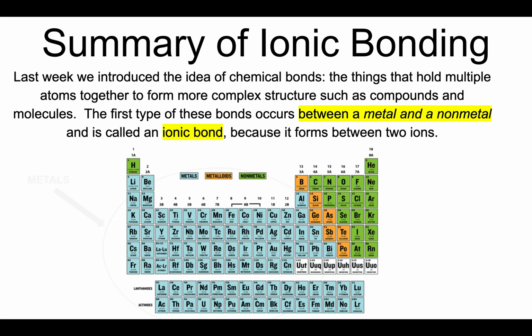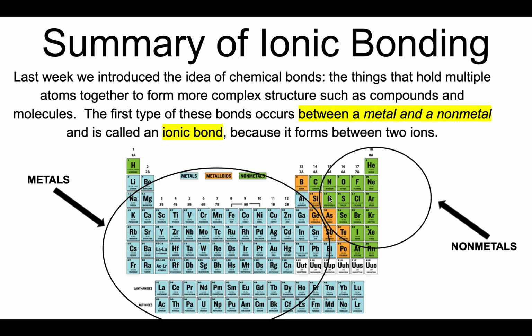This occurs between a metal, as you will remember, are the elements that fall on the left-hand side of our periodic table to the left of this orange semi-metal staircase, and then our nonmetals, which is everything to the right of that semi-metal staircase, or what they say in this graphic, metalloids. So if you've got a metal and it's combining with a nonmetal, the way that those two atoms are going to be held together is through an ionic bond.